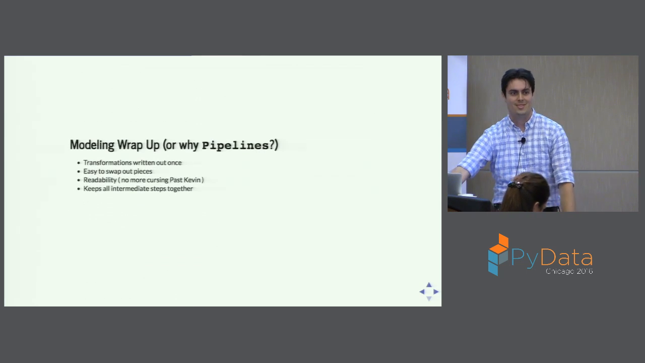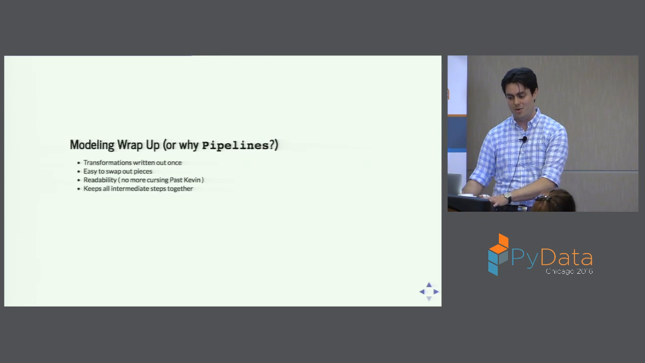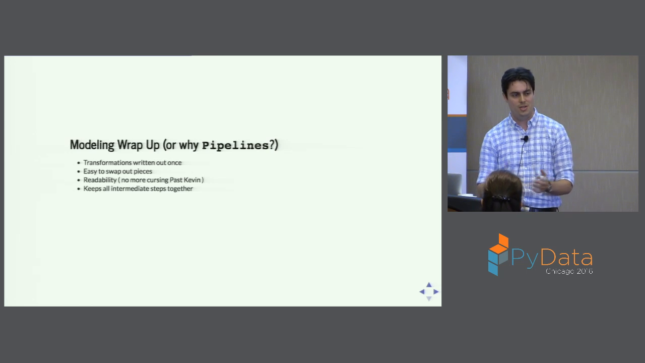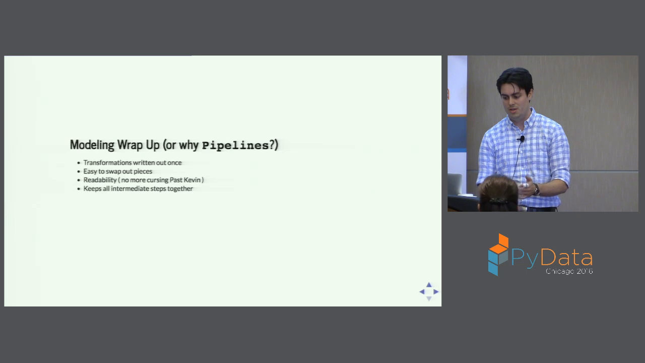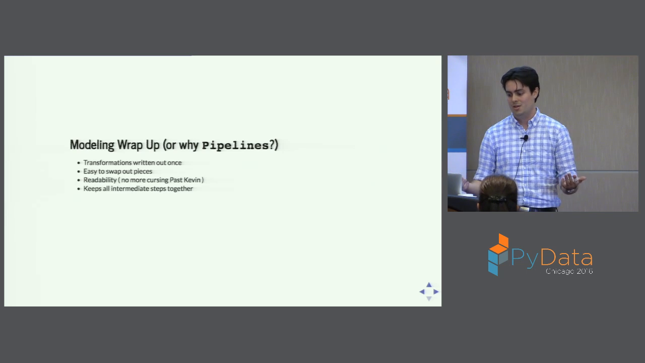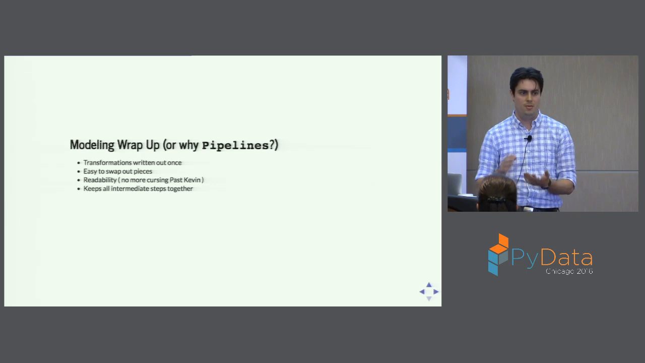So, modeling. This is the code wrap-up part. I only had to write out my transformers, my whole sklearn pipeline, once, right? It was in one place, easy to find, easy for me to read. It's also easy to swap out pieces. If I decided median age wasn't what I wanted, maybe mean age is what I wanted, bam, I just swap it out in the pipeline definition.